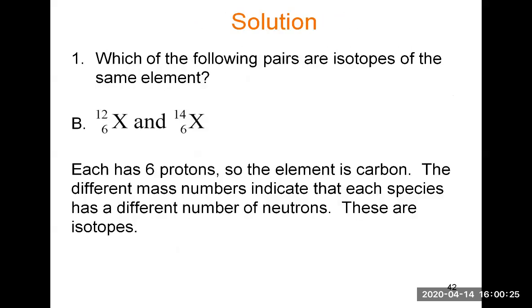And it happens that it would be carbon, right? Atomic number 6 is carbon. So that would be carbon 12 and carbon 14. They both have 6 protons, and the different mass numbers indicate that each species has a different number of neutrons. So these are isotopes.